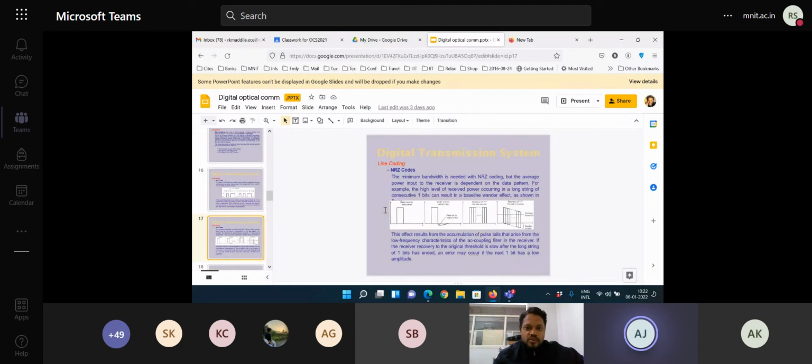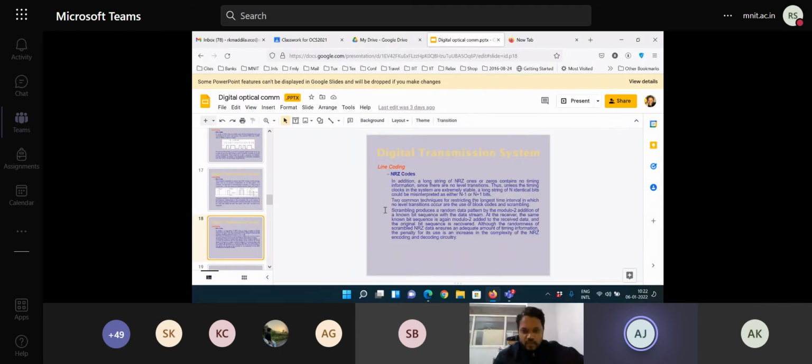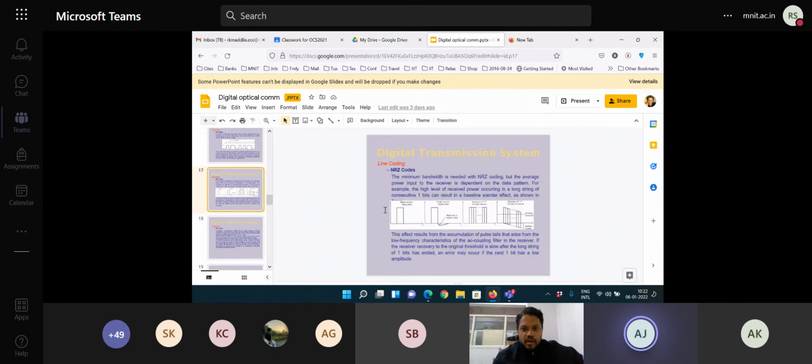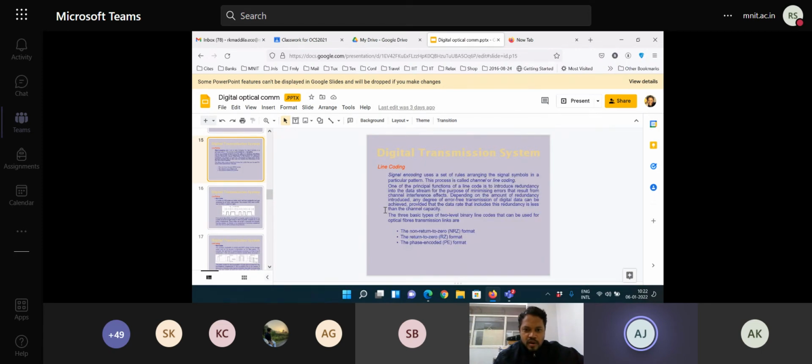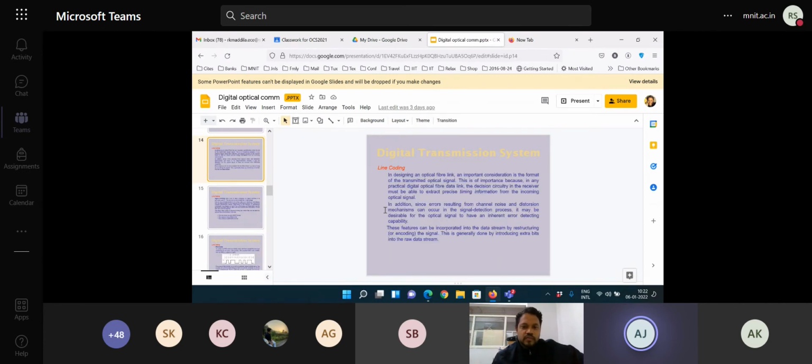Have you read about these line codes? Yes, sir. Which course did you read them in? Digital communication. Okay, so the coding techniques are the same. What is used in digital communication is also applicable here for encoding.